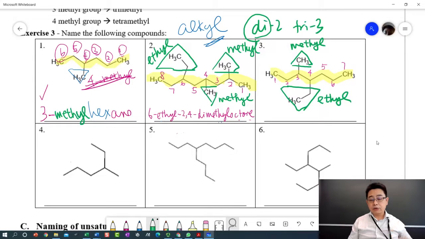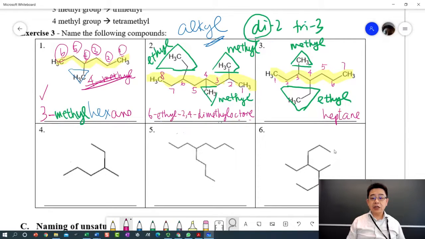Okay, so you are familiar with these steps. So let's give it a name. Start from ANE, because there is no functional group and no unsaturation. It is a saturated hydrocarbon. So 7 is HEPT, H-E-P-T.